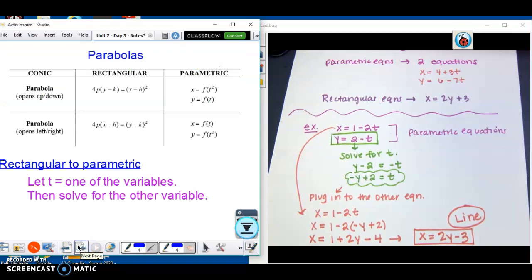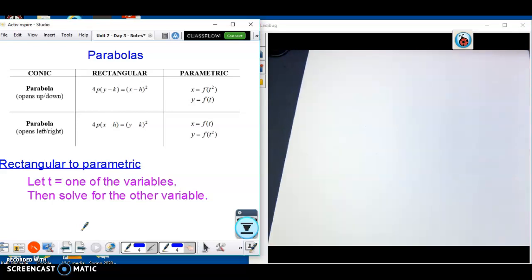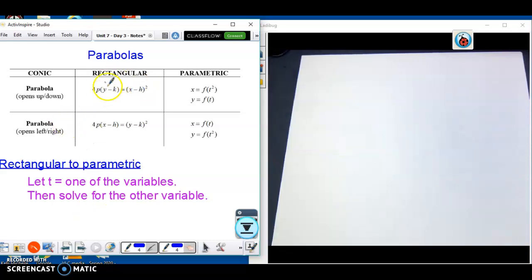Alright, for the next thing, we're going to be looking at parabolas. So we know parabolas, quadratics. For parabolas, we have an x squared term or a y squared term, depending on which way it's going to go. Remember, x squared goes up and down, and y squared goes to the left or to the right. I'll go back to these charts once we get finished. But for right now, in rectangular form, if the parabola opens up or down, remember we have x squared, and left or right, y is going to be squared. For parametric, you're still going to have two different equations.